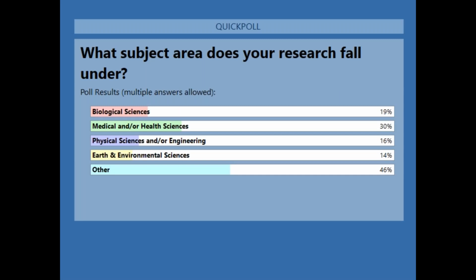Great. Okay. Yeah, unsurprisingly, perhaps because of how we've had to break this down, other has been the most popular choice there, followed by medical and/or health sciences, and then biological sciences and physical science, engineering, and the last one being earth and environmental sciences. Great. Thanks everyone for that.